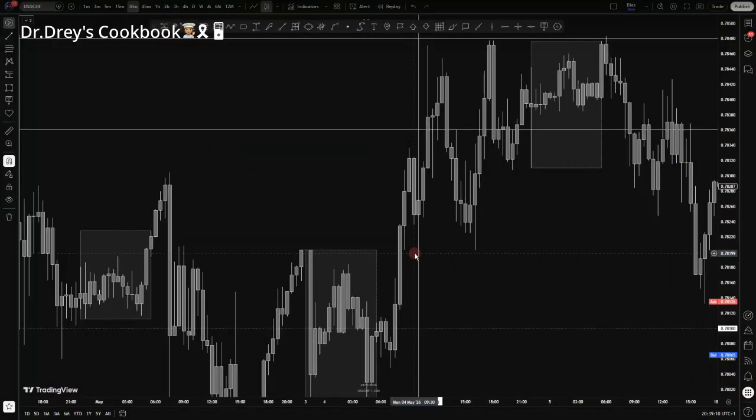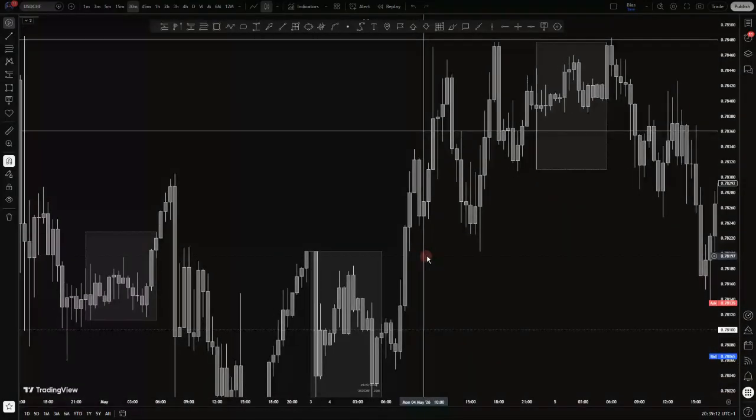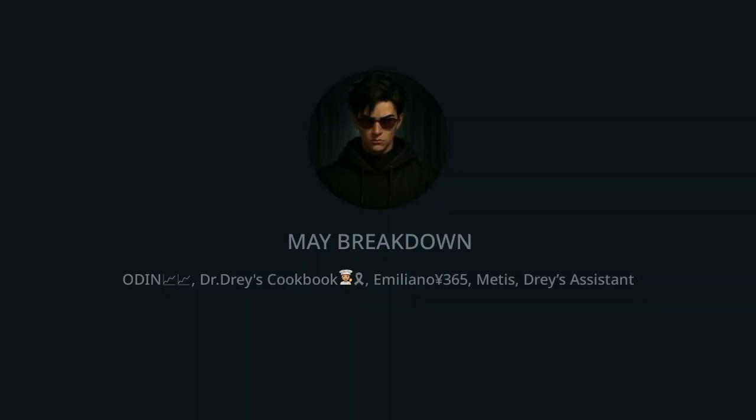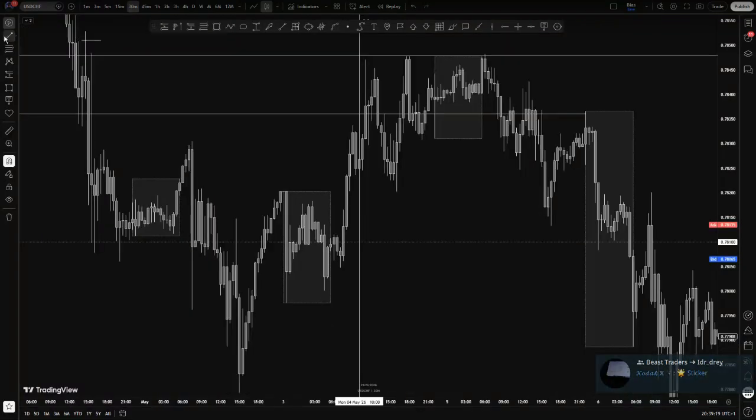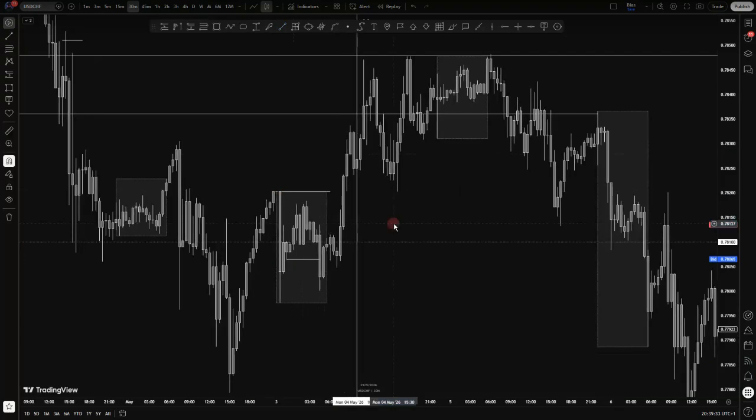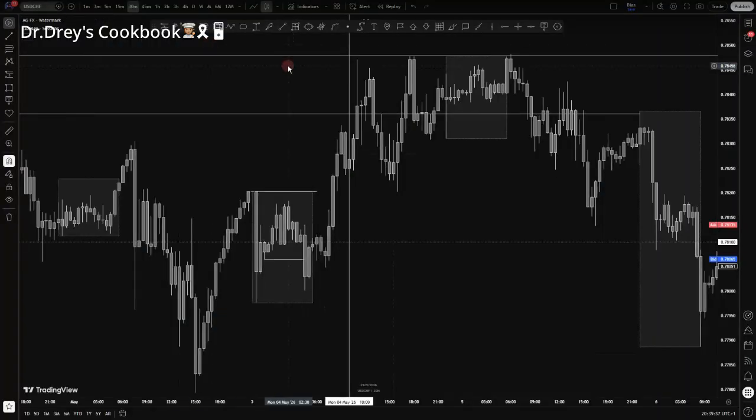Let's move this a little bit. I had this as my range here. Sweep up this liquidity and a break of structure to this point. So this was my range. And I said, once I have my range, I look for a key level within that range, and I basically take it as my entry.